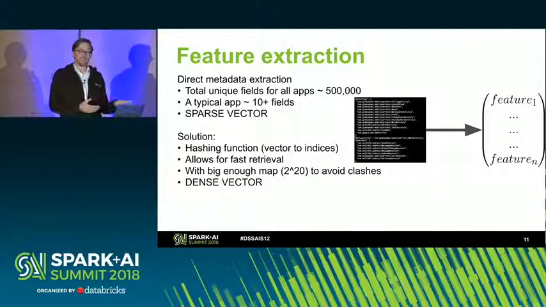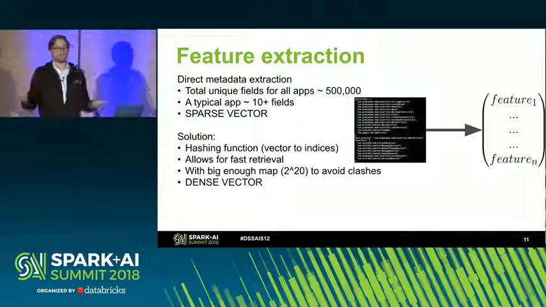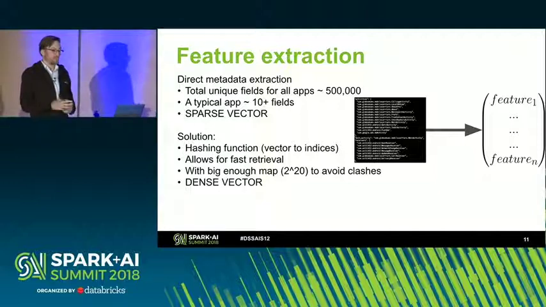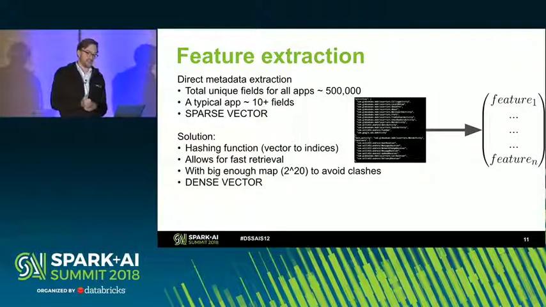And the way we get around that is with a hashing function. The reason we do this is it allows for quicker retrieval over this what initially is a sparse vector, and it then creates this dense vector that if it has a big enough hashing map, it avoids clashes. So we typically use a map that's 2 to the power 20, so it's a huge hashing map. We do that so that we don't have hash clashes.